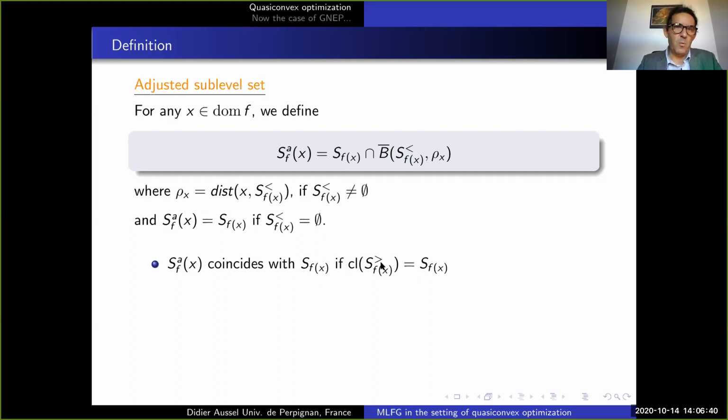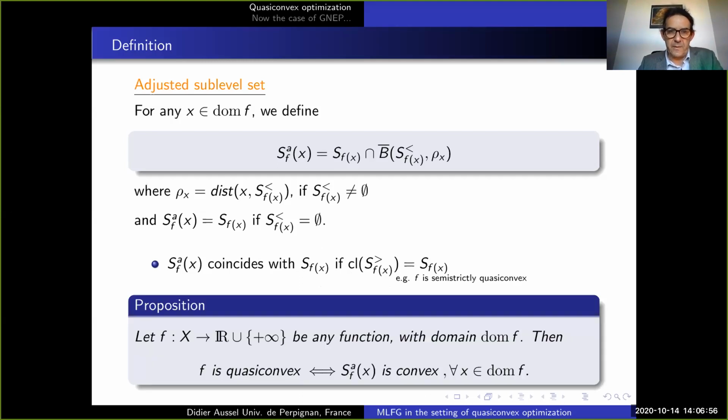Okay. But we are not here to develop some tools for the class of semi-strictly quasi-convex functions. We are here to develop some tools for the full space of quasi-convex functions, a general theory. So it's what we did. And one first property, which is hopefully needed, is that F is quasi-convex if and only if the adjusted sublevel sets are convex. So we are back to the characterization of quasi-convexity thanks to sublevel sets.